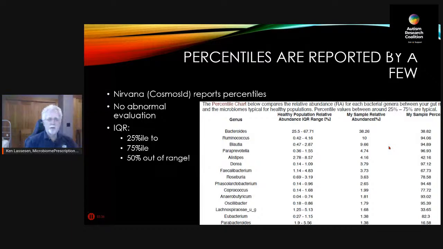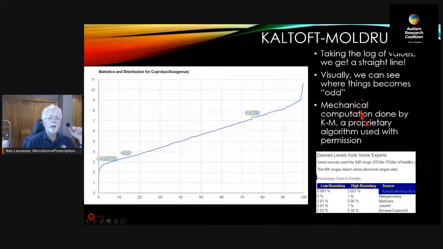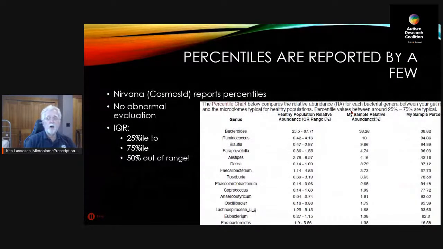A few sites, for example Nirvana or Cosmo, do report percentiles. The percentile gives the relative abundance, which is effectively what I did. The problem is we don't know if the percentile is before this corner happens or not. It gives us something better. You can assume something like the 95th percentile up or the 5th percentile down is probably a matter of concern, but it's nicer to have more compelling data.